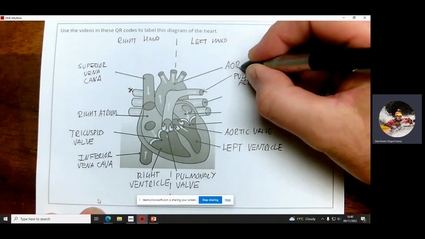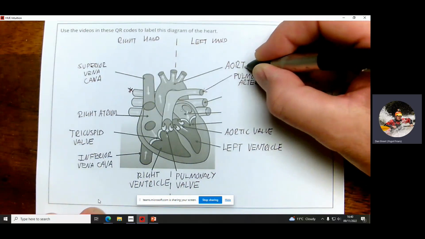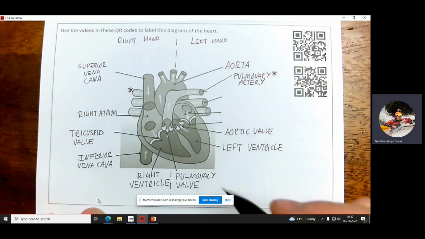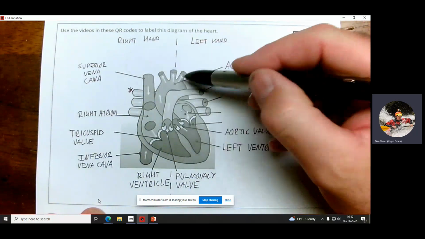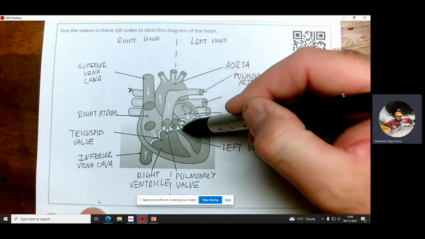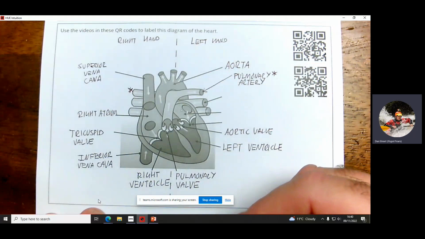The aorta is the biggest artery in your body, and therefore the biggest blood vessel, really. You can see it splits off here into various places, one to the head, one to the two arms, and then it comes back behind the heart and down to the lower body. Okay, so it's a big blood vessel.